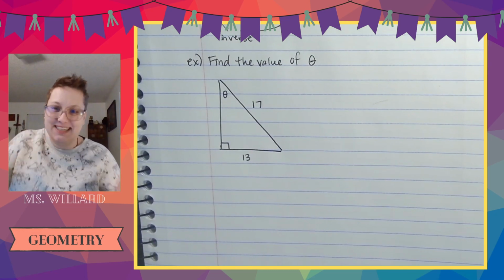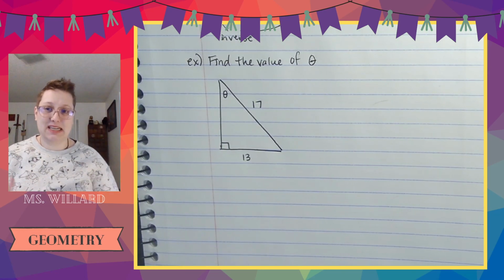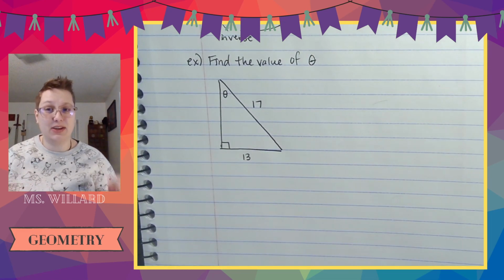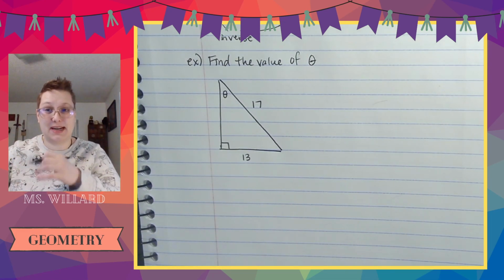So let's use this in an example. So I'm going to find the value of theta. You'll notice that I don't know any angles except for the 90 degrees. So I can't use that all triangles add up to 180.